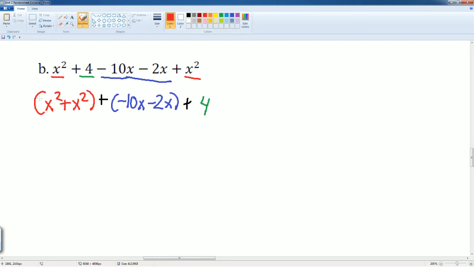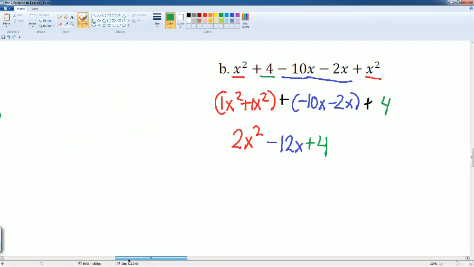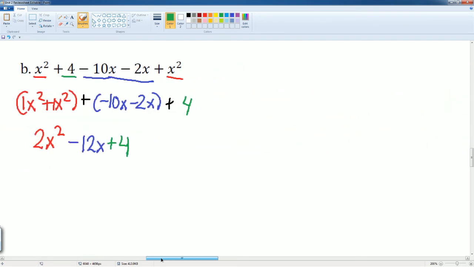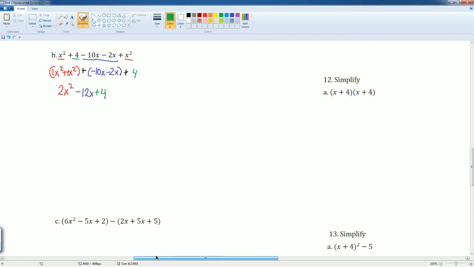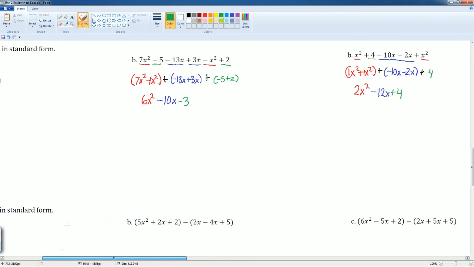Let's add them. X squared plus x squared gets you 2x squared. Remember, there are number 1s in front. Then we have negative 10x minus 2x. Okay, plug this into your calculator. Gets you negative 12x. Then you have your plus 4 here at the end. There you go. Yes, I know I made a mistake. I made this letter B and this letter B, so please be patient. Let me group these together so you can see it a little bit better.